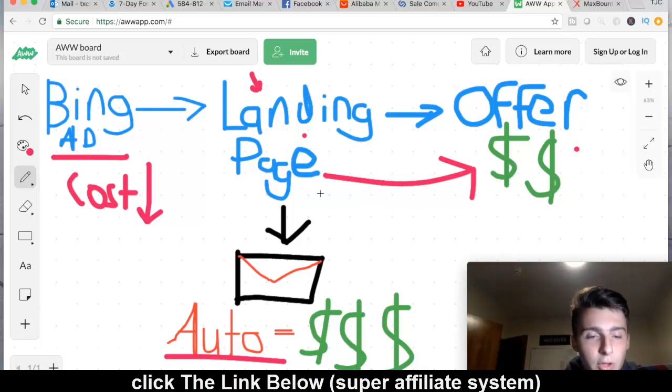So what you do is you then get them through the funnel. Let's say it costs you 50 cents per click. You get 50 cents a click, and then they go to your landing page, and let's say it's costing you about $2 for them to opt in their email.